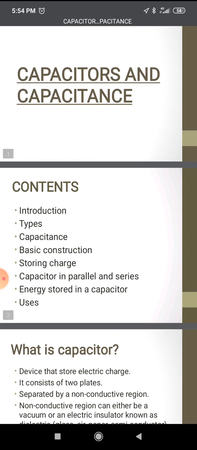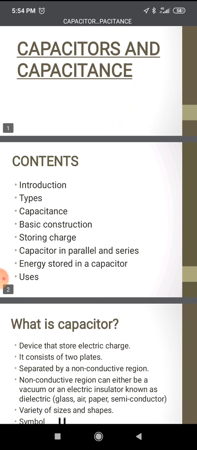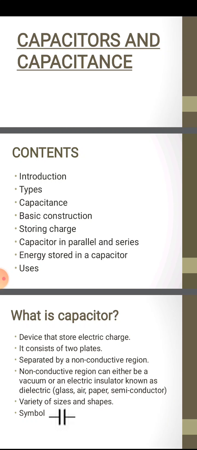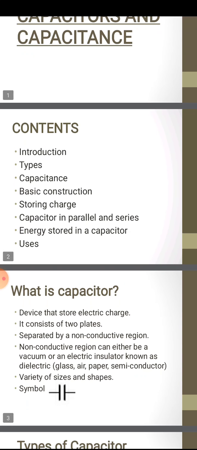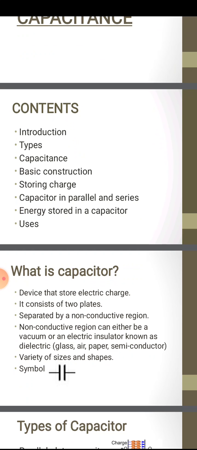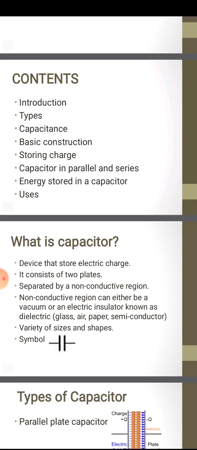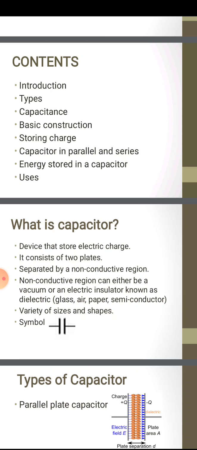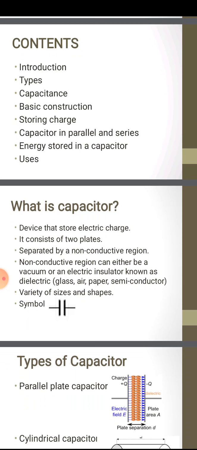The content we will cover will be introducing the capacitors and their types, the meaning of capacitance, the basic construction, grouping of the capacitors, namely in series and parallel combination, energy stored in the capacitor, and their uses.